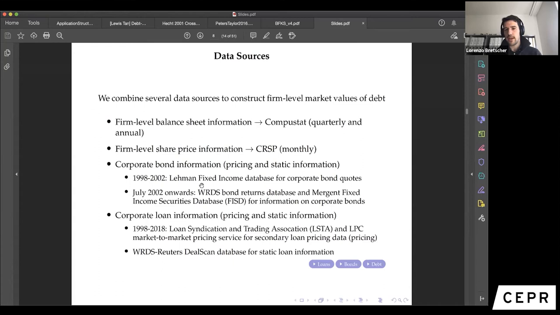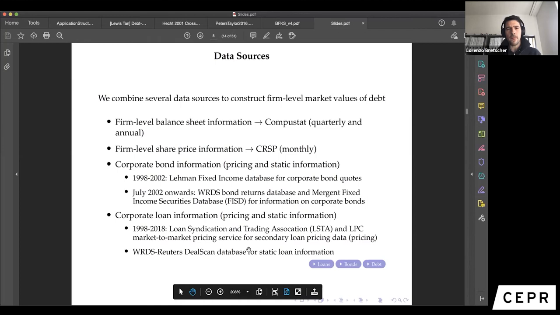Then we have corporate loan information, again, pricing information and static information. The static information is fairly well known, which is the WRDS Reuters DealScan database. And for the pricing, we use transaction data from the secondary loan markets. And this is the LPC Mark-to-Market database issued by Thomson Reuters as well.